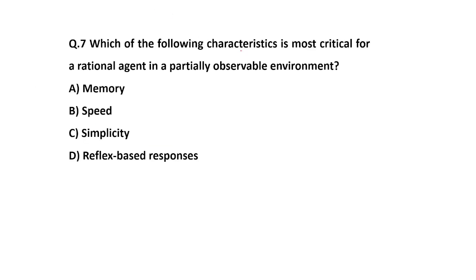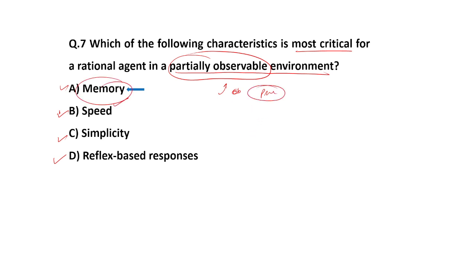Next is, which of the following characteristics is most critical for rational agents in a partially observable environment? So now we have to find the most critical characteristic in a partially observable environment. That is memory, speed, simplicity, reflex based responses. Students, whenever we talk about partially observable environments, where we observe from previous knowledge, from previous learnings, that is taken care of by the memory.